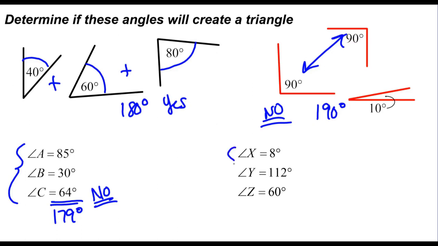And then finally, we have angles X, Y, and Z. We have 8 degrees, 112 degrees, and 60 degrees. Would we be able to create a triangle out of these three? And again, if we add these angle measures together, you get 180 degrees. So yes, you could create a triangle out of those three measurements. So it's easy to tell from given side lengths if you can create a triangle, and easy to tell if you're given three angle measures if you can create a triangle or if the triangle is impossible.